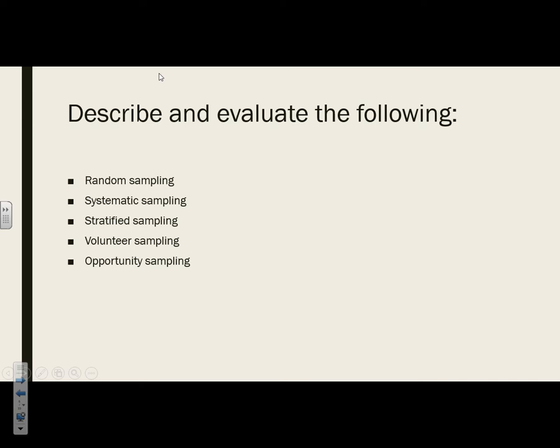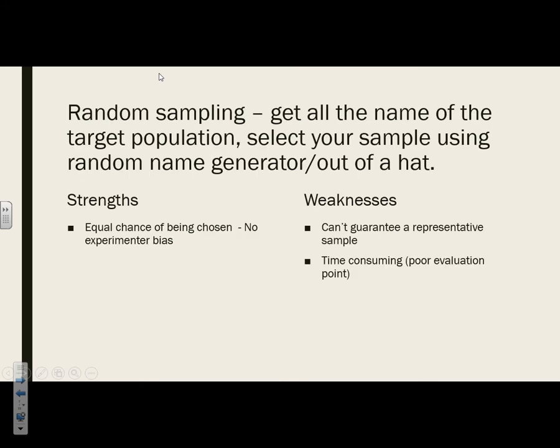Describe them and evaluate them. Okay. Random sampling: you get all the names of all of the target population, and from that you select your sample using a random name generator or names out of a hat. Okay, so that's random sampling. Everybody has an equal chance of being chosen. So you get all the names from the target population and then you randomly select them.